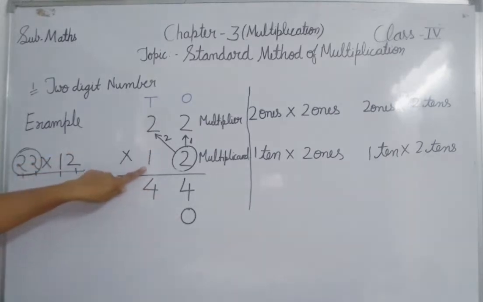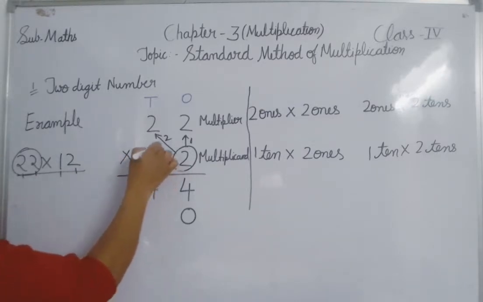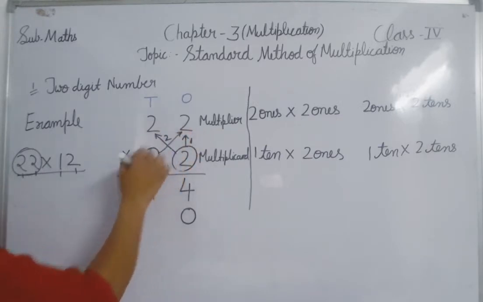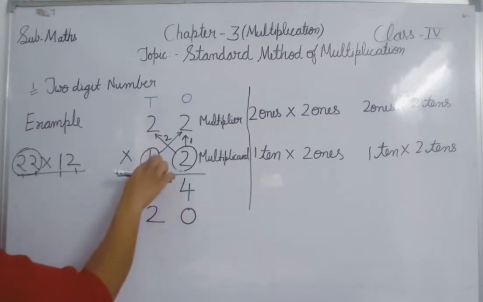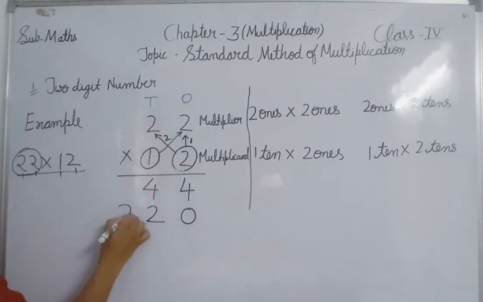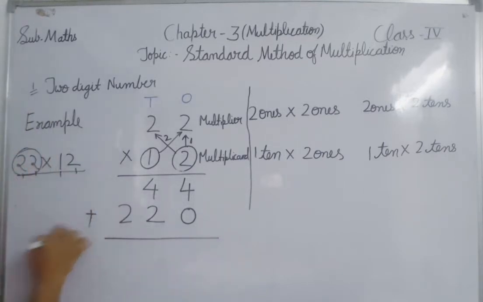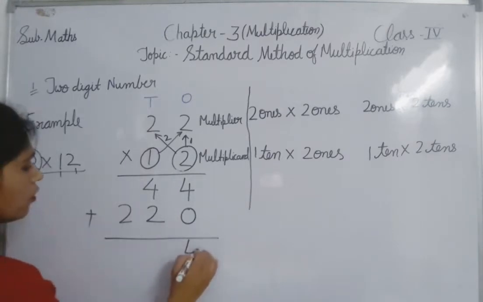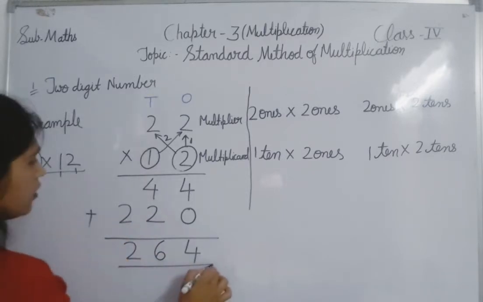So let's start with the tens place. Now the same procedure we will follow. First we will multiply with the ones here. 1 two is 2, and here 1 two is 2. Now add them. 4 and 0 makes 4, 4 and 2 makes 6, and 2 will come as it is. So this is the answer.